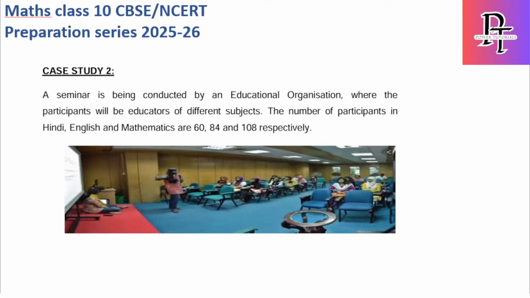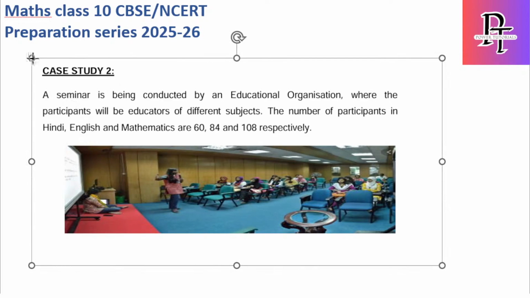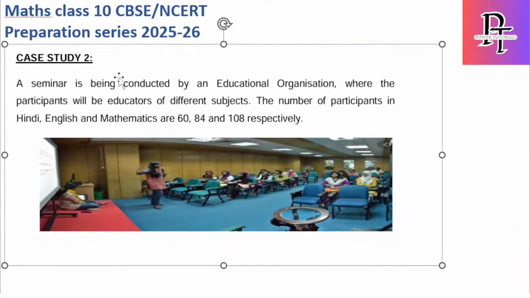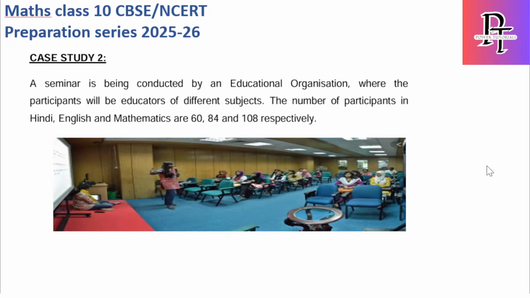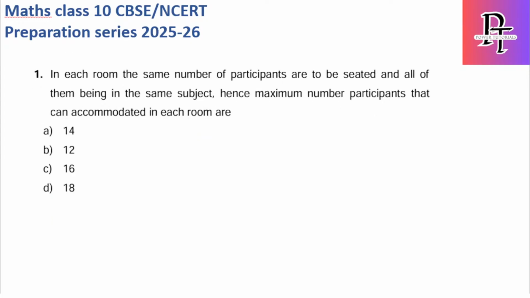Next move to the second case study. Let's see the case study 2. A seminar is being conducted by an educational organization where the participants will be educated of different subjects. The number of participants in Hindi, English and mathematics are mentioned, which are 60, 84 and 108. Okay, let's see the questions they are asking. In each room, the same number of participants are seated and all of them are of the same subject. Hence, find the maximum number of participants that can be in each room.